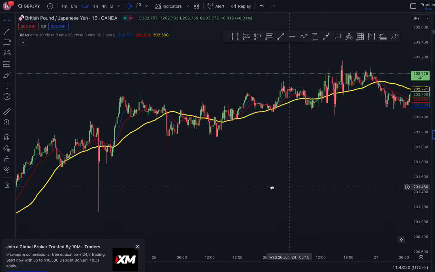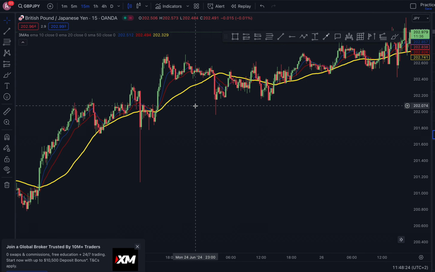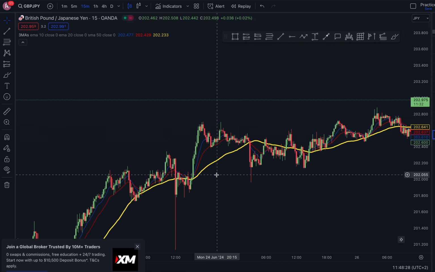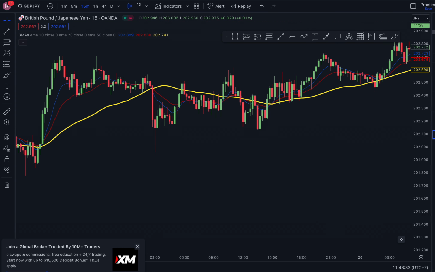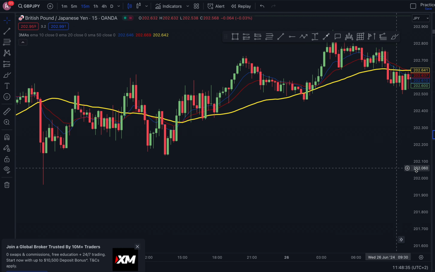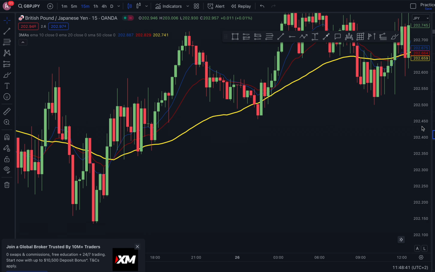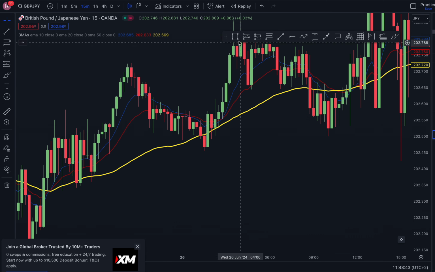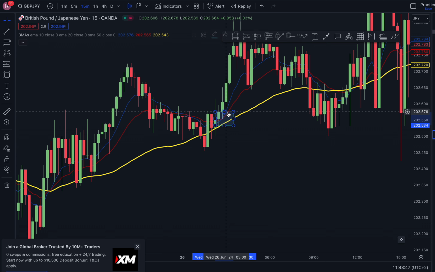Number one, find a good trend. Number two, price has to be either below or above the indicator, the yellow moving average. Then number three, you simply need to find a crossover between the red and the blue moving average, like such, right? We had a crossover right here. That was a crossover, and in that instance, you take a buy.